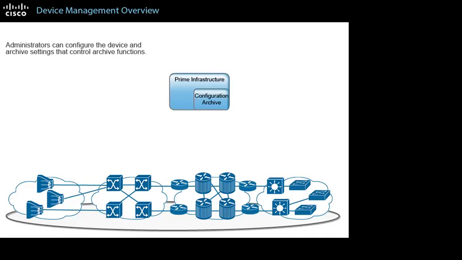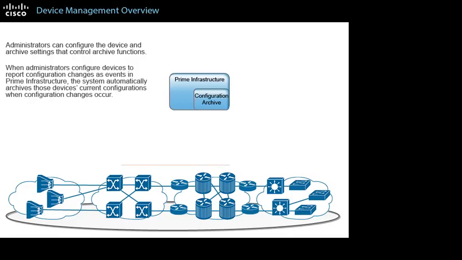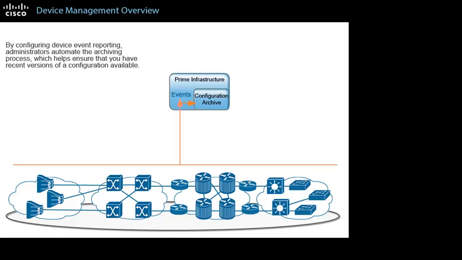Administrators can configure the device and archive settings that control archive functions. When administrators configure devices to report configuration changes as events in Prime Infrastructure, the system automatically archives those devices' current configurations when configuration changes occur. By configuring device event reporting, administrators automate the archiving process, which helps ensure that you have recent versions of a configuration available.